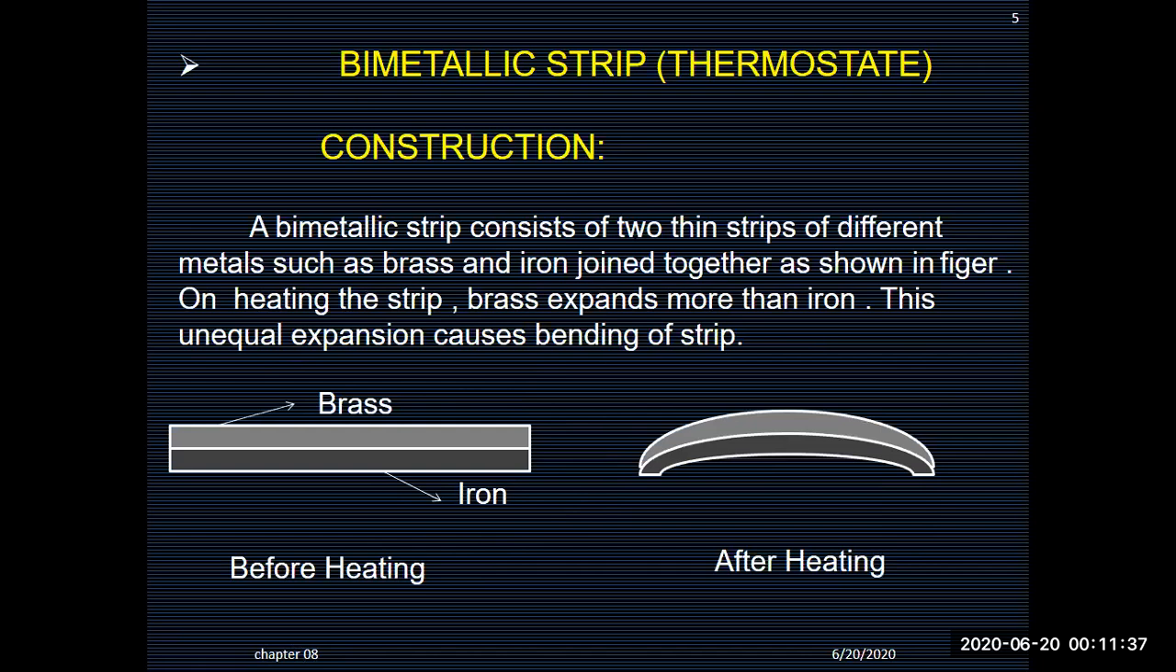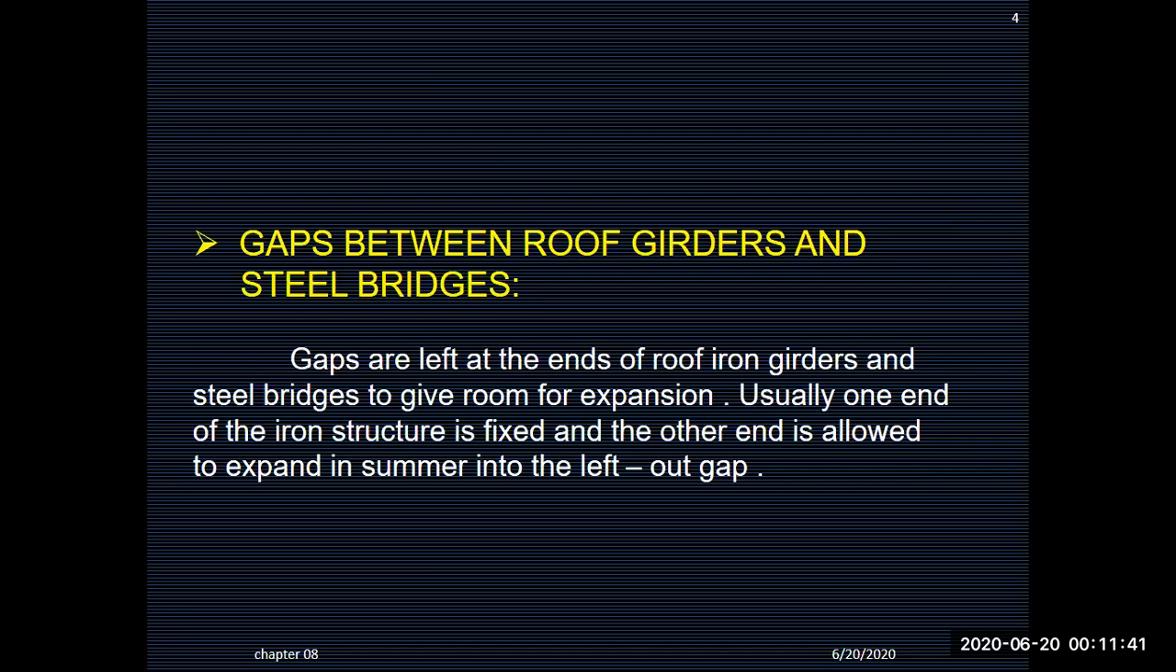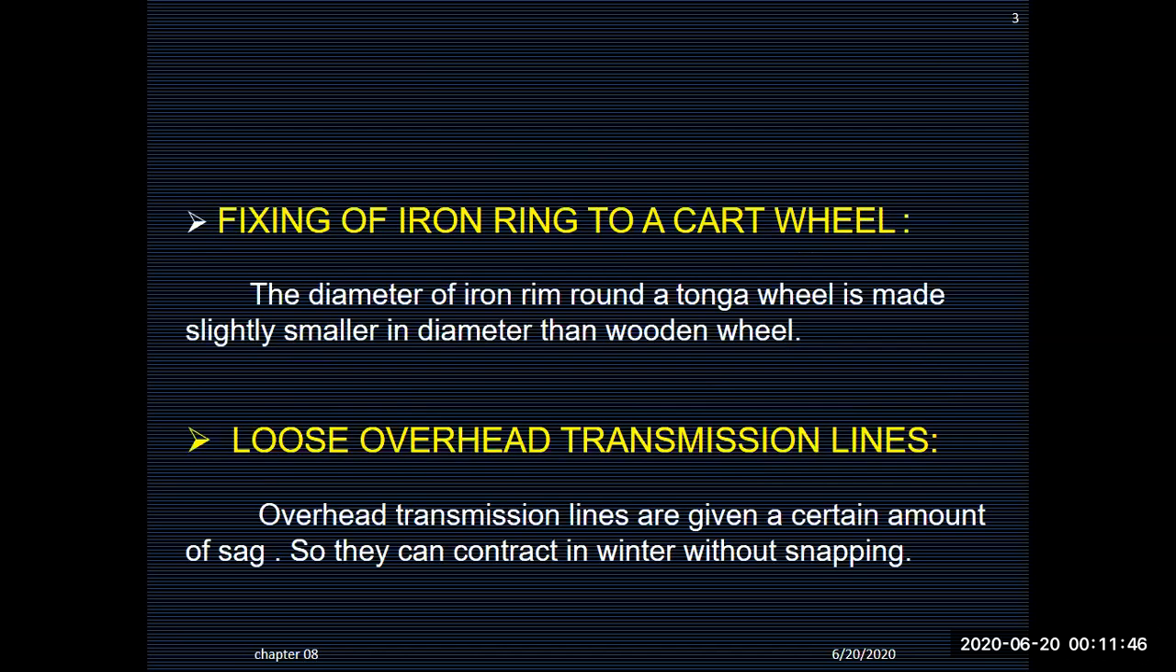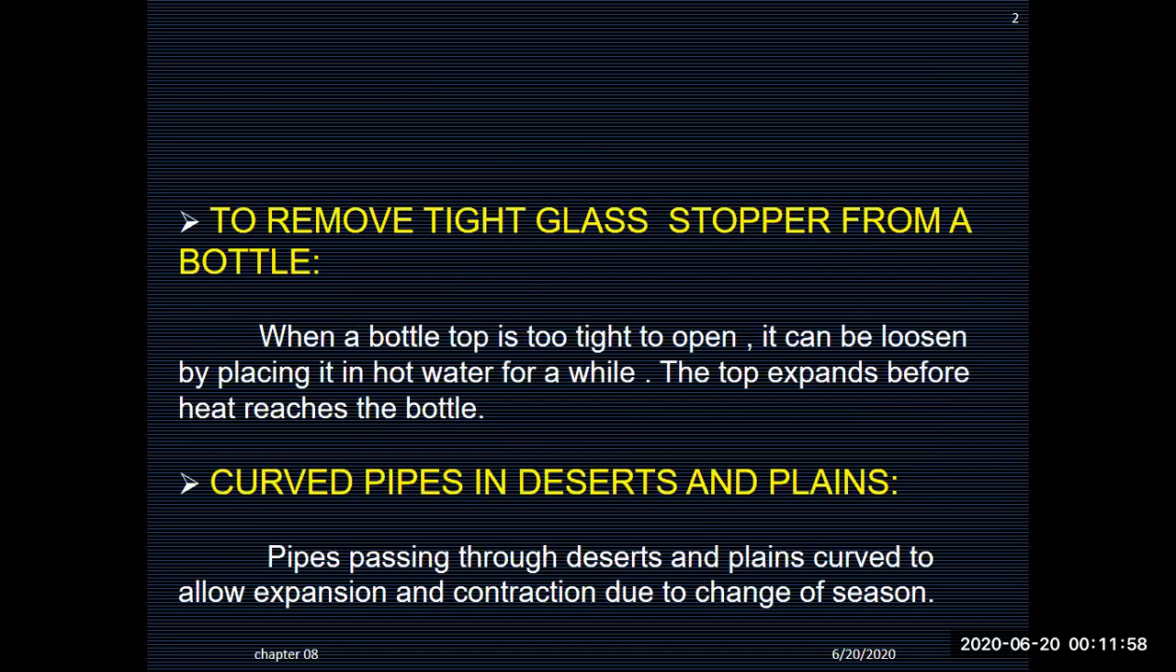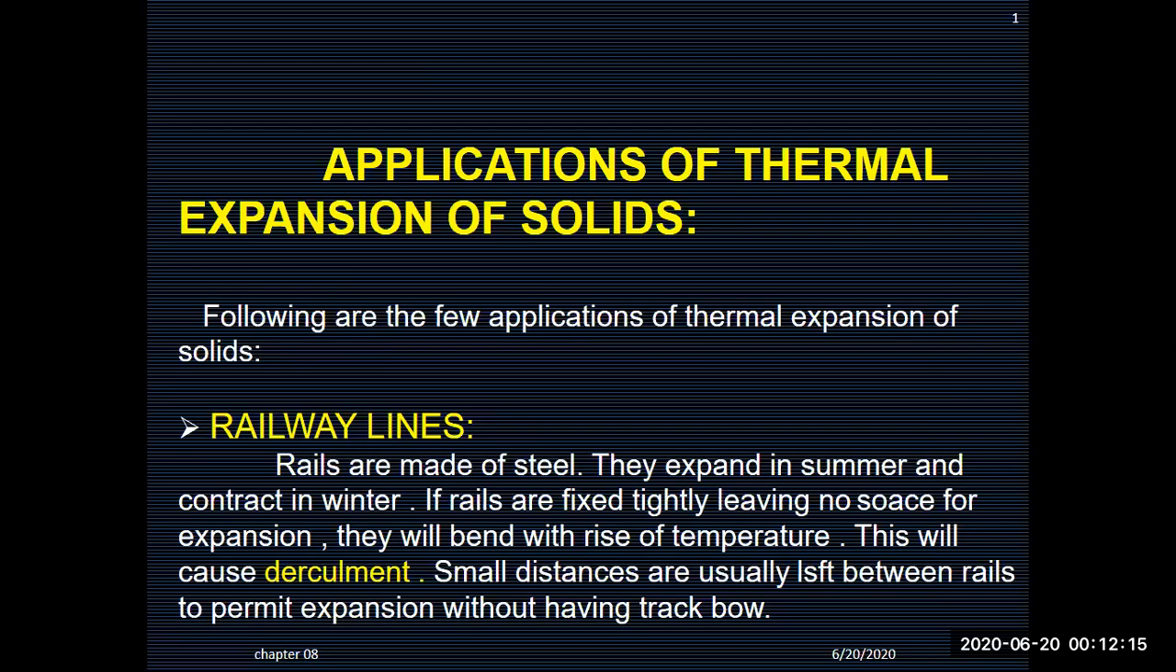So here was one construction, the bimetallic strip. The others are the gaps between girders in steel bridges, fixing an iron ring on a cart wheel, and loose overhead transmission lines, which make it easier in winter when they contract. Then removing tight glass stoppers, and curved pipes in deserts and plains. For railway tracks, gaps are left to avoid bending and damage of the track, and fish plates are used to facilitate expansion and contraction, in accordance with thermal expansion.